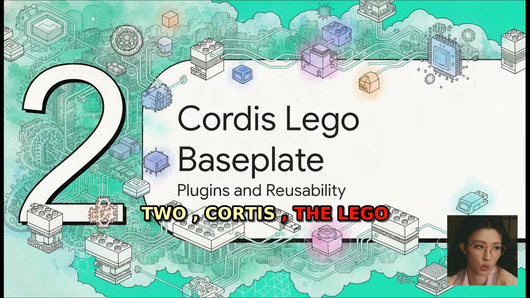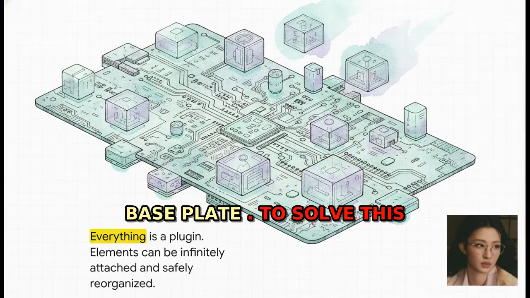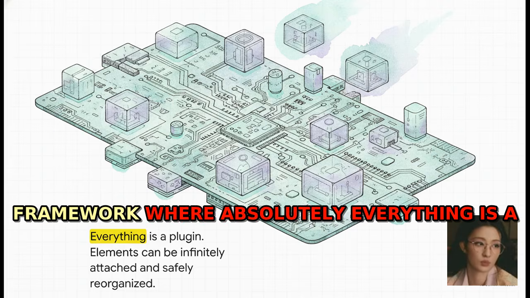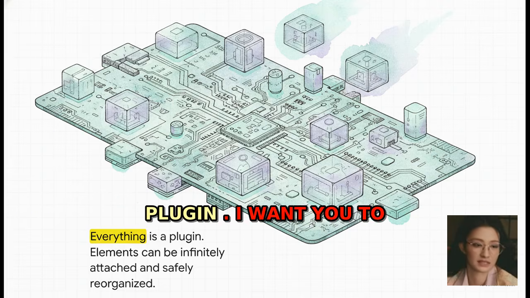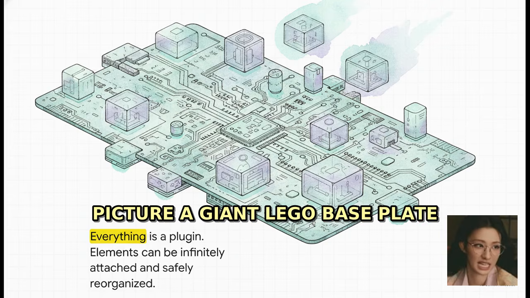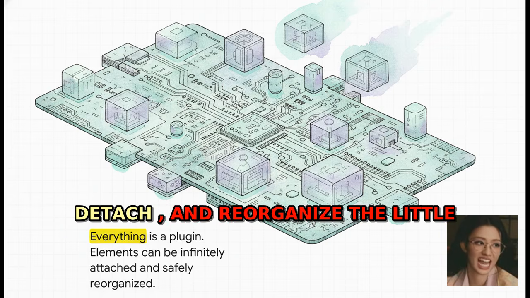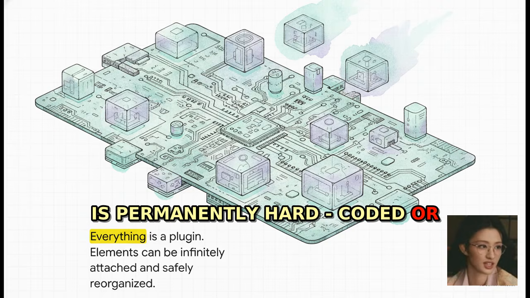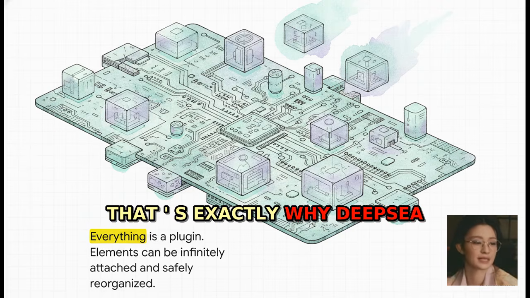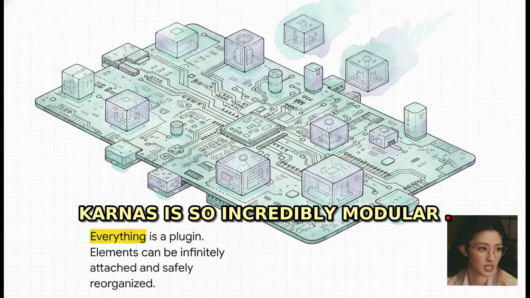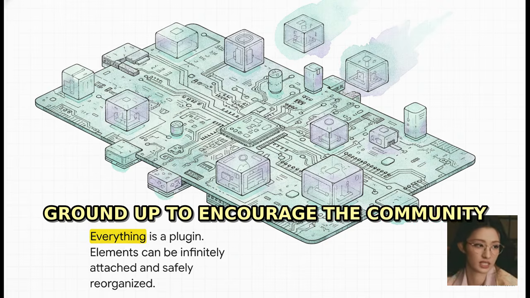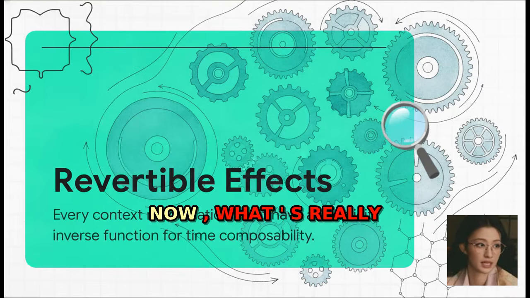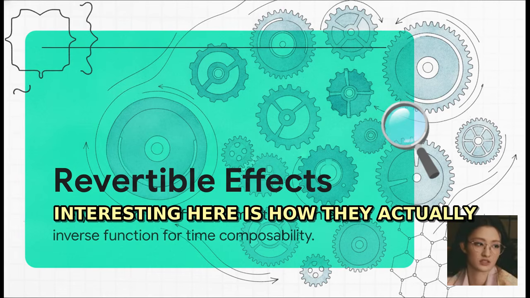Section 2, Cortis, the Lego baseplate. To solve this massive headache, they built Cortis. It's a foundational framework where absolutely everything is a plugin. I want you to picture a giant Lego baseplate. You can endlessly attach, detach, and reorganize the little bricks safely, right? Nothing is permanently hard-coded or glued to the core. And that's exactly why DeepSeek Harness is so incredibly modular. It's built from the ground up to encourage the community to just snap in and openly modify their own custom tools.